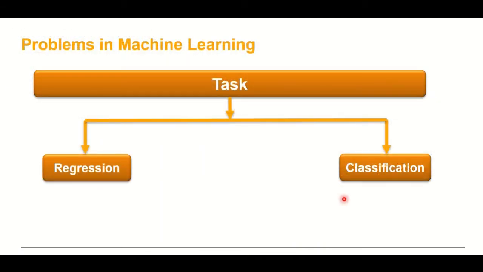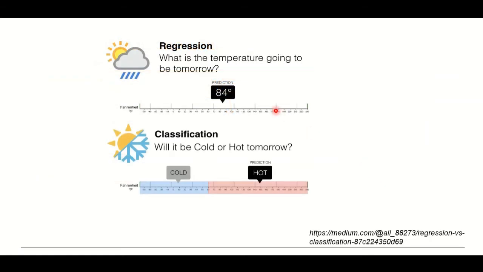Now, majorly, you can categorize the problems in machine learning into two sections: regression and classification. So let's see what they are. One example would be the weather. Suppose I ask you what the temperature is tomorrow, so it will be some number like 84 degrees, 90 degrees, 10 degrees, 20 degrees. If the answer is a real number, that is a regression. And suppose I ask you whether it's hot or cold. So I ask you to put it in some category, so that becomes classification. If it's a real value, regression. If you're putting it into some class category, it's classification.